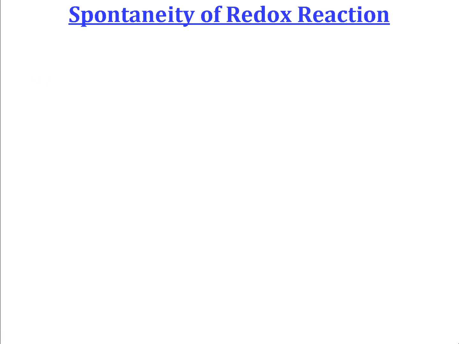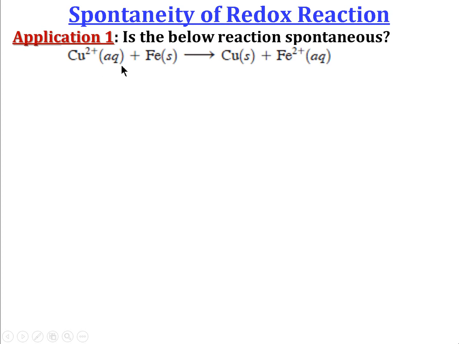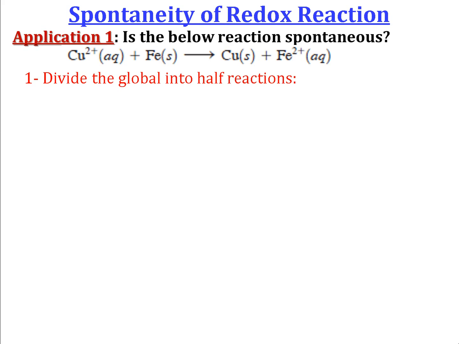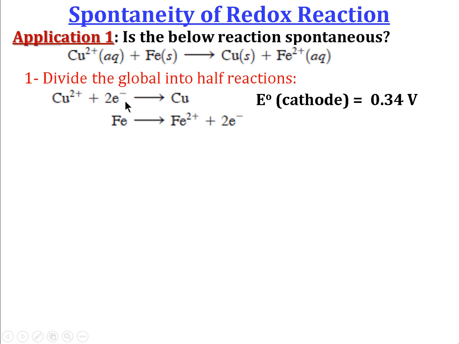On the spontaneity of redox reaction, consider the following redox reaction. Is it spontaneous or not? So the first step is to divide the global reaction into half reactions. We have Cu2+ that is transformed to Cu, plus 2 electrons, and Fe transformed to Fe2+ plus 2 electrons. So the first is a reduction, and E0 at the cathode is equal to 0.34 volt, which is E0 of the couple Cu2+/Cu, and E0 at the anode equals minus 0.44 volt.